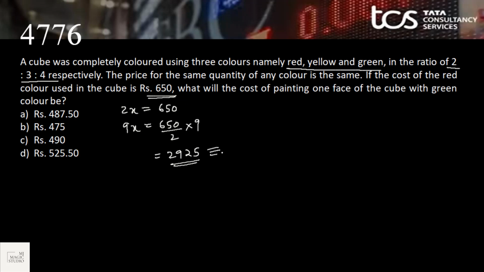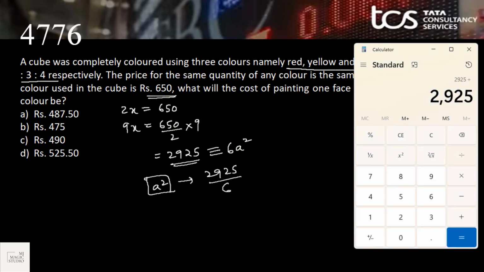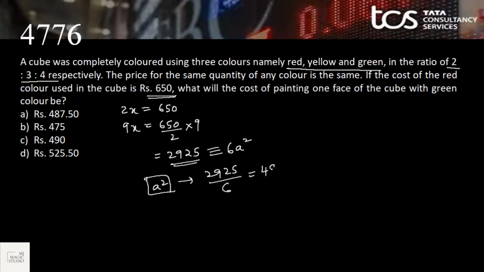Now this is the cost of coloring 6a square. We just need to find the cost of coloring a square. So we just need 2925 by 6. And that should give us 487.5. So the cost would be 487.50. Option A is the pick.